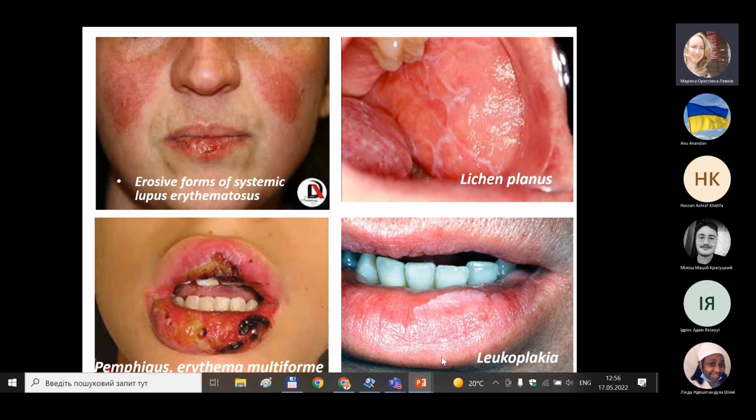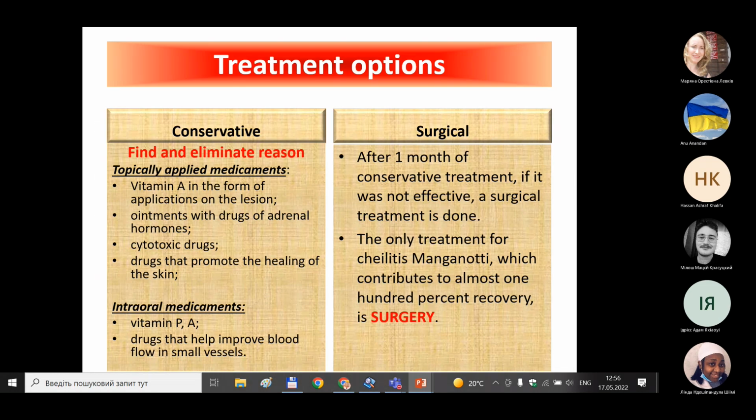And leucoplakia. Leucoplakia has localization on the lip mucosa, but it looks like a whitish plaque. Whitish plaque on the labial mucosa.